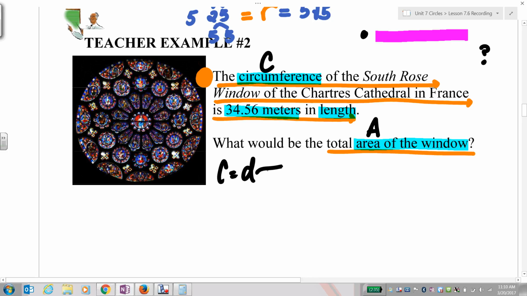C equals D pi, I C D pi. Apple pie is really, really good.